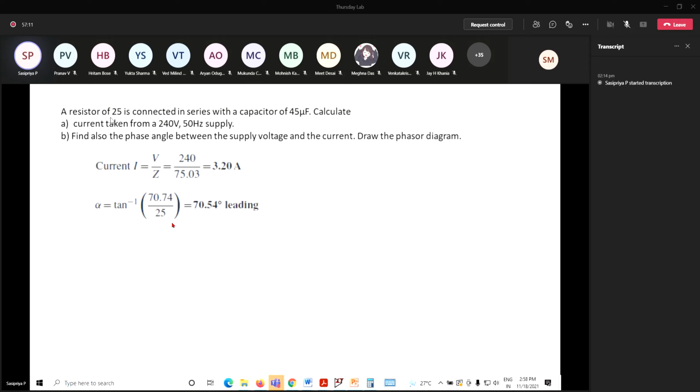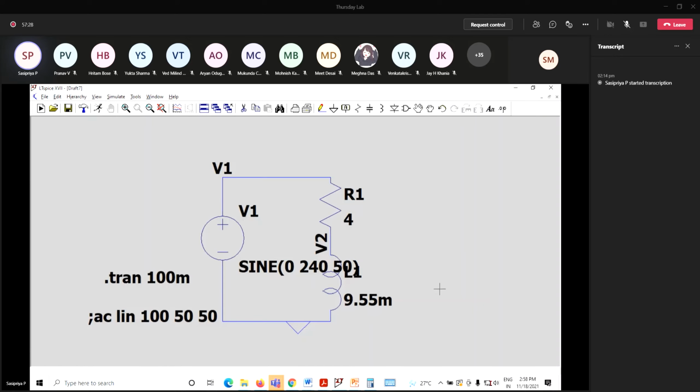A resistor of 25 ohms is connected in series with a capacitor of 45 microfarad. Calculate the current for a 240 volt, 50 hertz supply. Also the phase angle difference between supply voltage and current. Okay. So now, instead of the series RL circuit, we are going to simulate a series RC circuit. Just remove this inductor or replace the inductor with the capacitor. Just connect the capacitor.